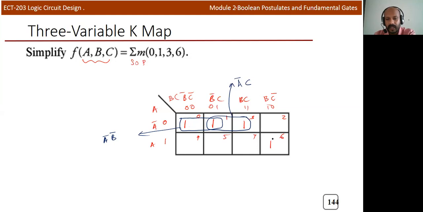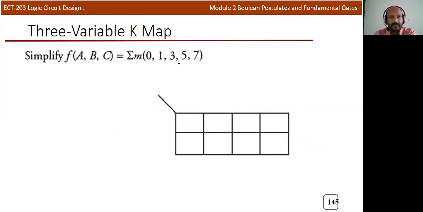And finally there is a 1. So there is no option to group this one. So I'll write the single term. So in row wise it is A, in column wise it is B, C bar. So the final expression will be like this: A bar, B bar plus A bar, C plus A, B, C bar. Okay, so this is the final expression for this particular question.